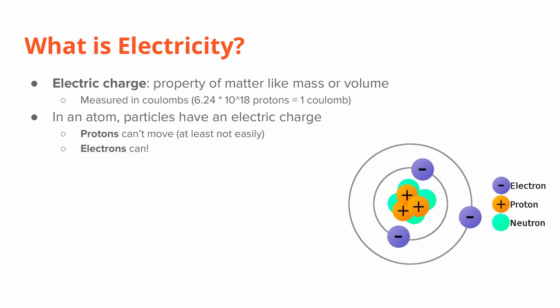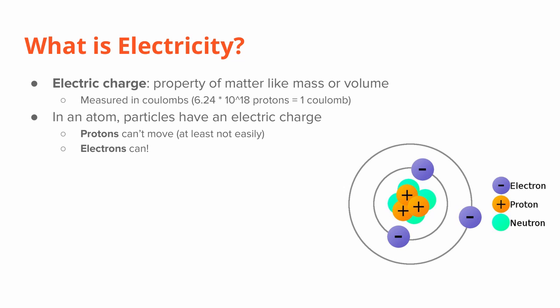Before we can get into discussing what exactly is electricity, we first have to discuss something called electric charge. Electric charge is a property of matter, just like mass or volume. So all pieces of matter have some electric charge that describes it. This charge is measured in a unit called coulombs.